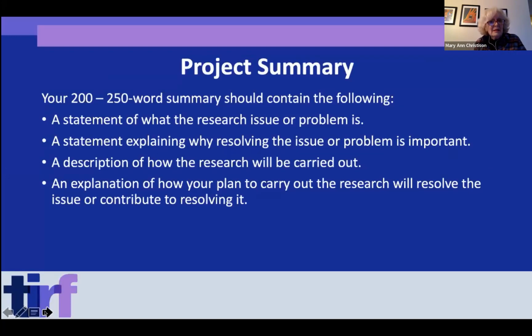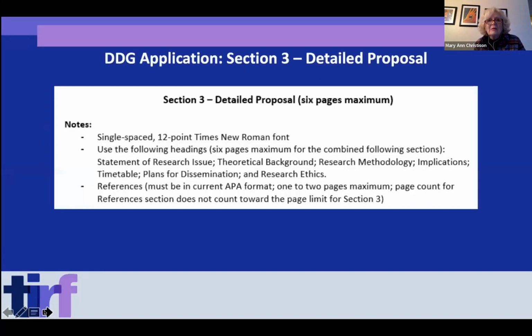There's a statement of what the research issue, or the problem, is. And you have to be really super clear on that. A statement explaining why resolving that issue is important, not only for you and what you want to do, but for the field in general, how it creates new knowledge. And then a description of how the research will be carried out, and an explanation of how your plan will resolve the issue or contribute to resolving the issue. So I'm going to now turn the time over to my colleague, Anna Krulatz, who is going to talk to you about section 3.